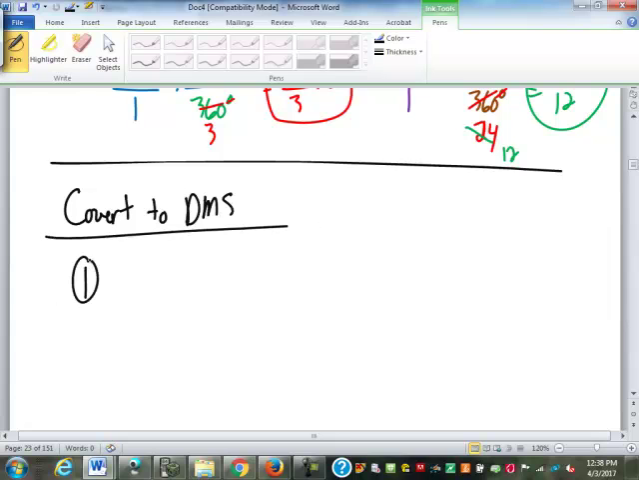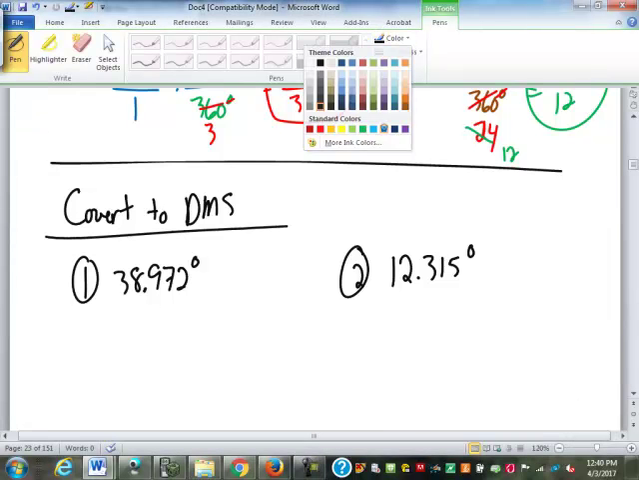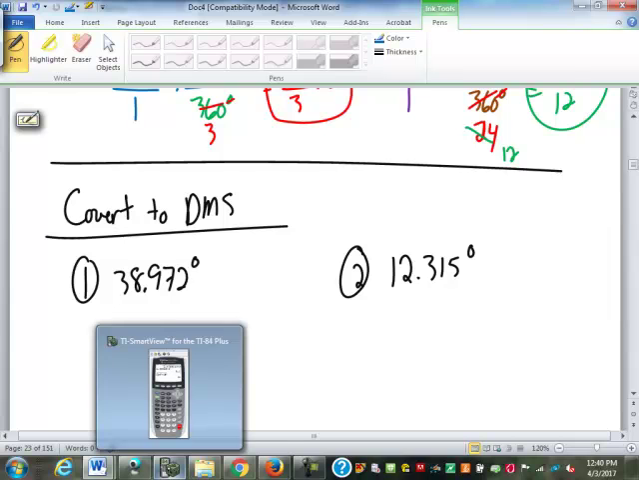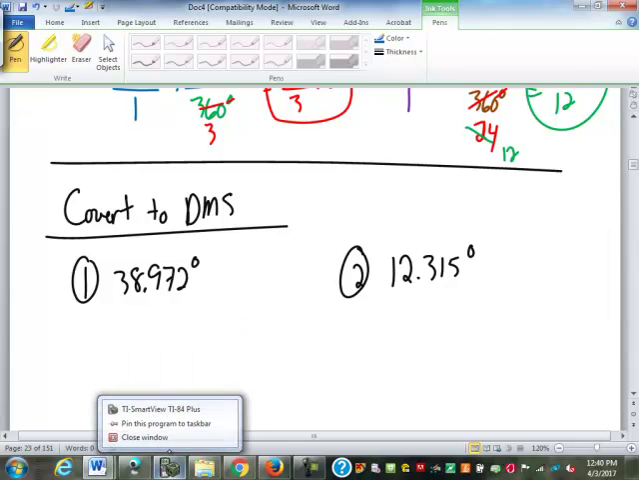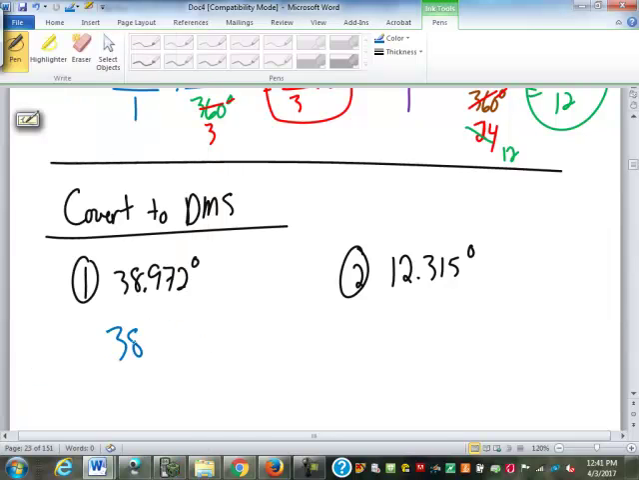Convert to DMS. So if I give you 38.972 degrees and 12.315 degrees, convert to degrees, minutes, seconds. You guys know the calculator function, so I'm just going to go through the actions here. I'm going to put 38.972 here in the calculator. And really all we needed to do is put the 0.972, because the first thing we're doing is take off the 38, which is our whole degrees.